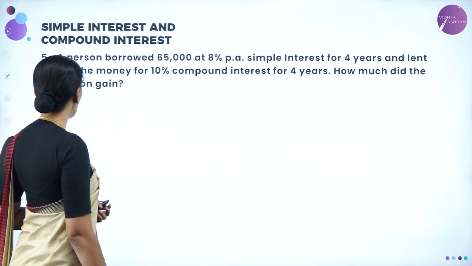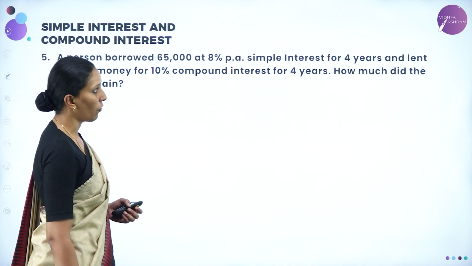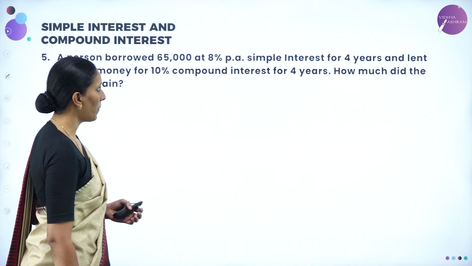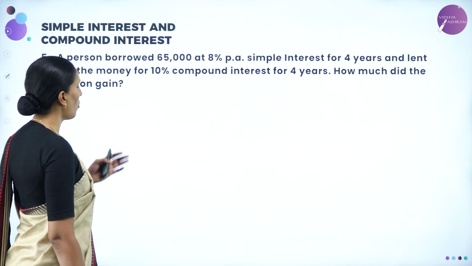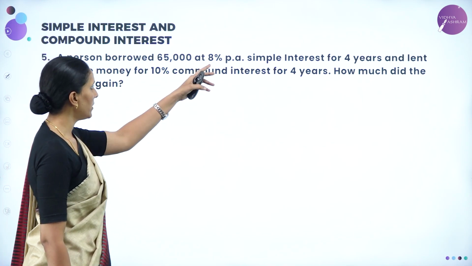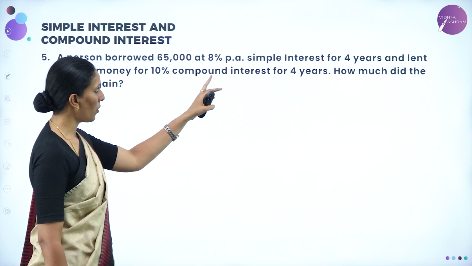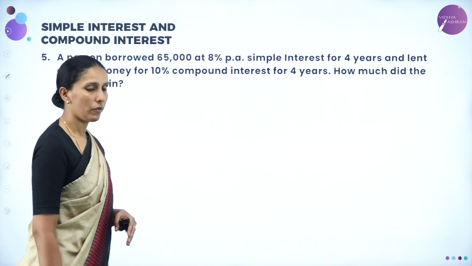Next question. A person borrowed 65,000 at 8% simple interest for 4 years and lent out the money at 10% compound interest for 4 years. How much did the person gain? So obviously the same amount is invested at 8% simple interest and 10% compound interest for the same period of time. Hence, compound interest will be more.